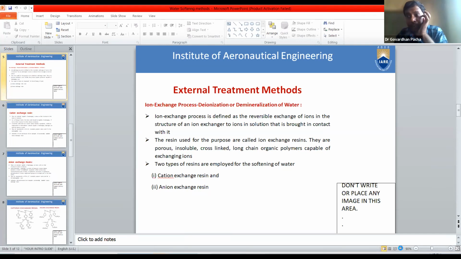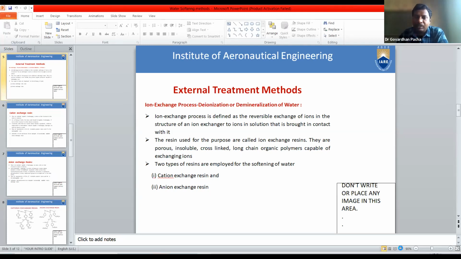From the title, we understood that the process mainly involves the exchange of ions, not only cations; it exchanges both cations and anions. The ion exchange process is defined as the reversible exchange of ions in the structure of an ion exchanger with the ions in the solution that is brought in contact with it. So whenever the ion exchanger is placed in hard water, it can exchange both cations and anions.